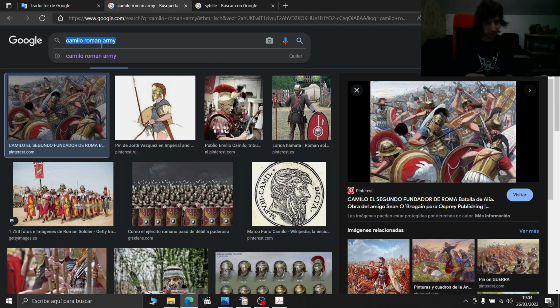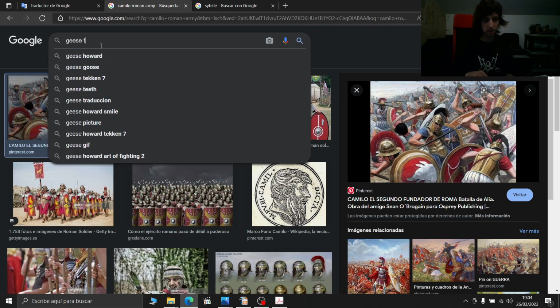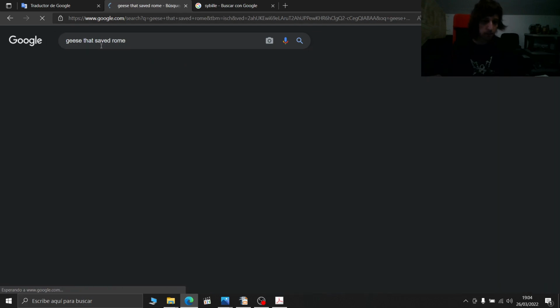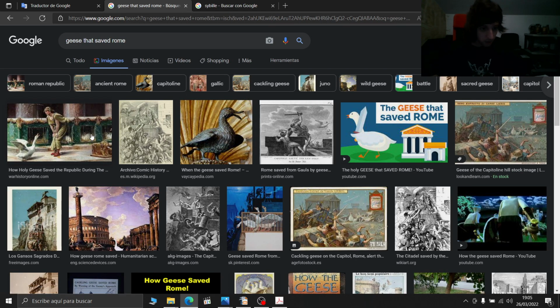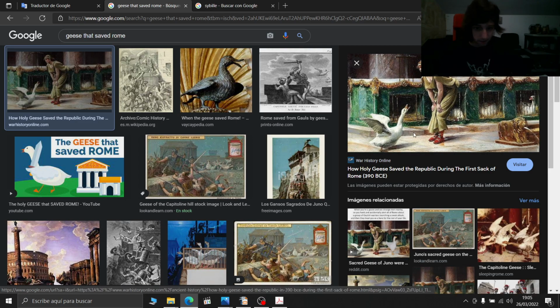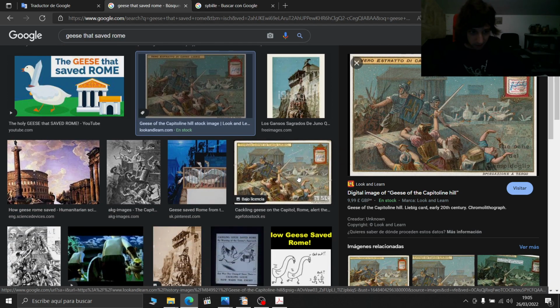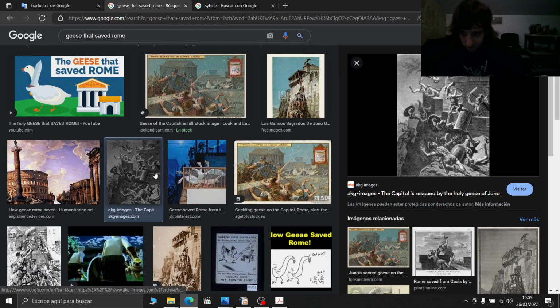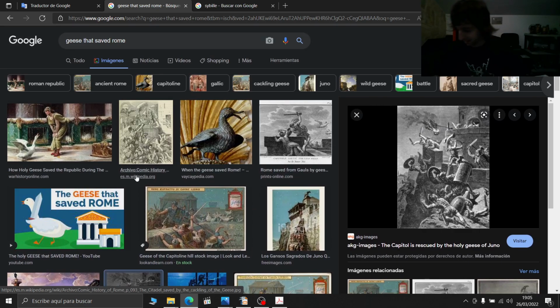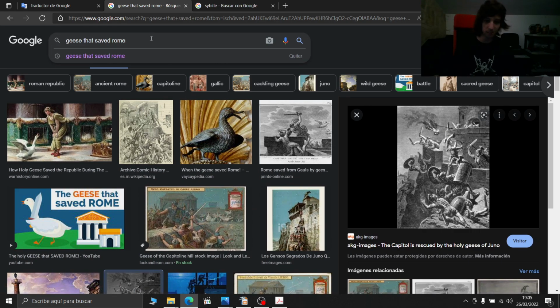Let's see if there is a painting of these geese that saved Rome. Well, this one not very good. Geese in the Capitol. This one is better. Geese of the Capitoline Hill. So it's something like this. It's like dogs in current times when they bark when someone approaches. So it's something like that.